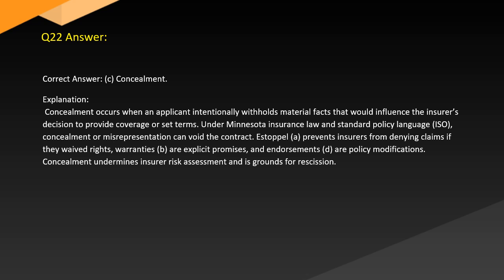Answer. Correct answer: C. Concealment. Explanation: Concealment occurs when an applicant intentionally withholds material facts that would influence the insurer's decision to provide coverage or set terms. Under Minnesota insurance law and standard policy language, either concealment or misrepresentation can void the contract. Estoppel, A, prevents insurers from denying claims if they waived rights. Warranties, B, are explicit promises, and endorsements, D, are policy modifications. Concealment undermines insurer risk assessment and is grounds for rescission.